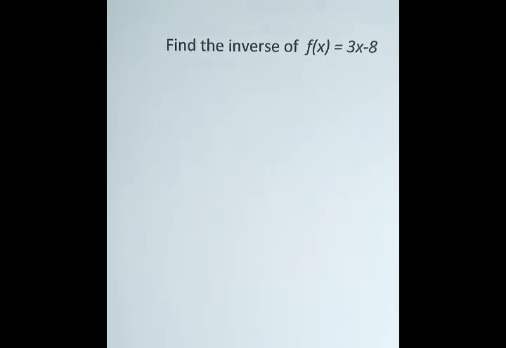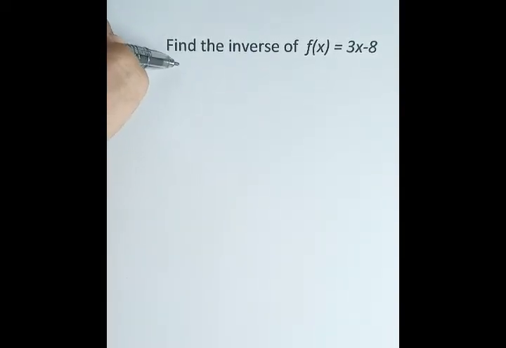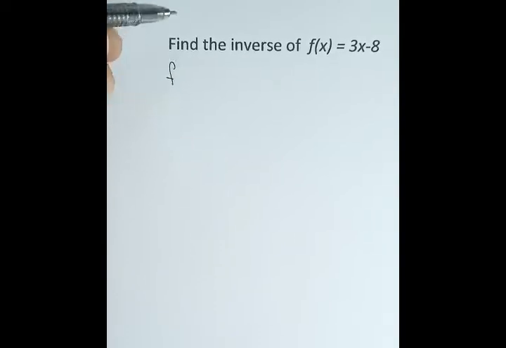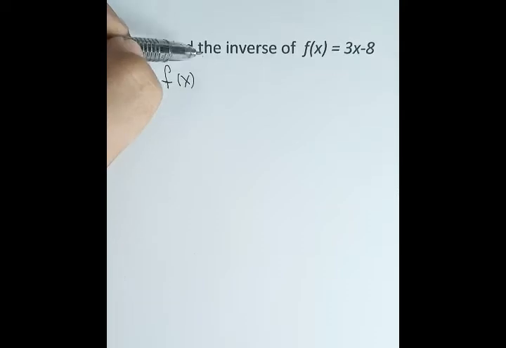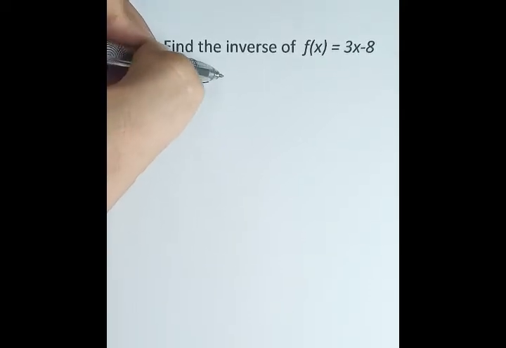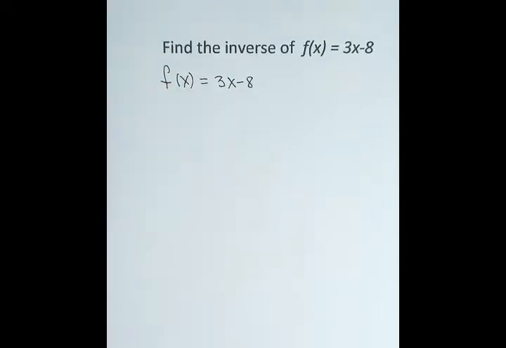Find the inverse of the function 3x minus 8. So how do we find the inverse? So first, we will rewrite. So you have function of x equals 3x minus 8. So the next step is we will change this f(x) into the variable y.